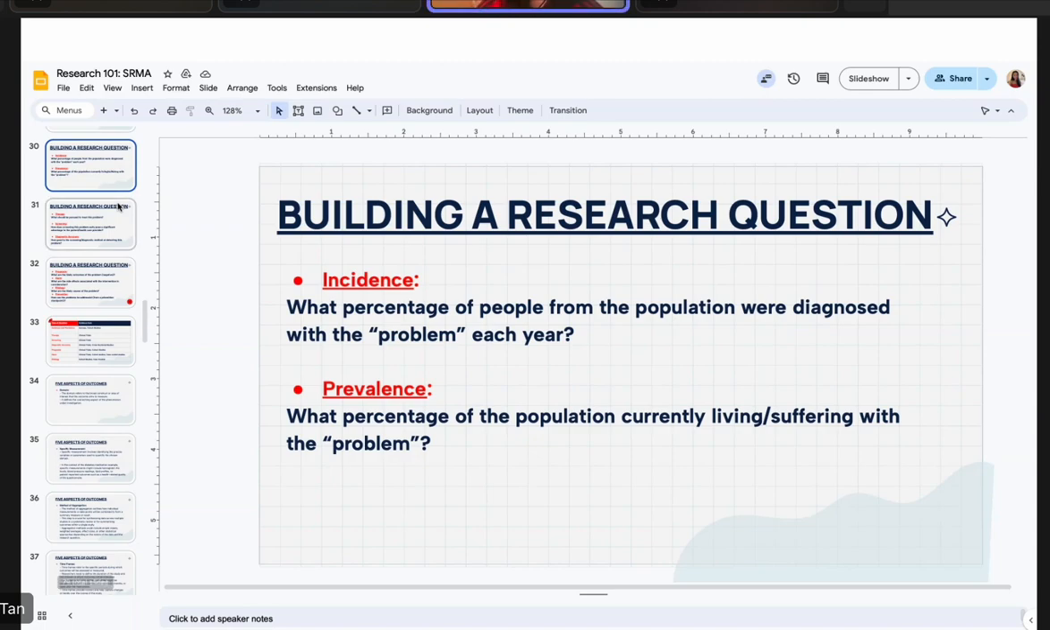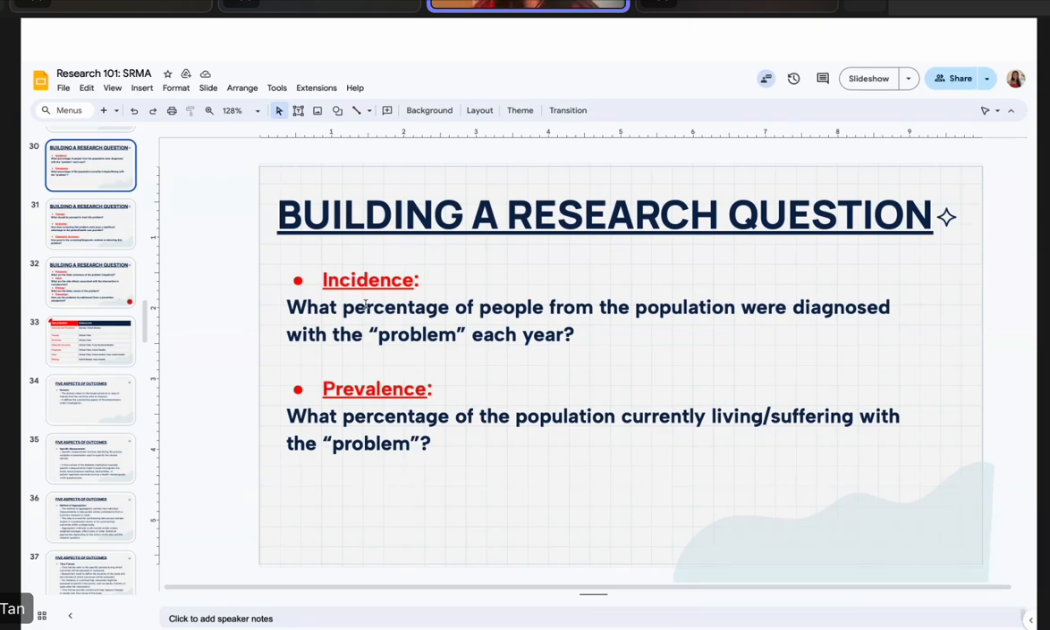Okay. So building a research question, you have your incidence. So what percentage of people from the population were diagnosed with the problem each year? And you have your prevalence, what percentage of the population is currently living or suffering with the problem. So these two, incidence and prevalence, a lot of people mix them up. But incidence, you can just think of something that's new. When you think of the word incident, right, it's an accident. It's not from the past, it's new in a way. Maybe that'll help you remember it better, because that's how I remember it.